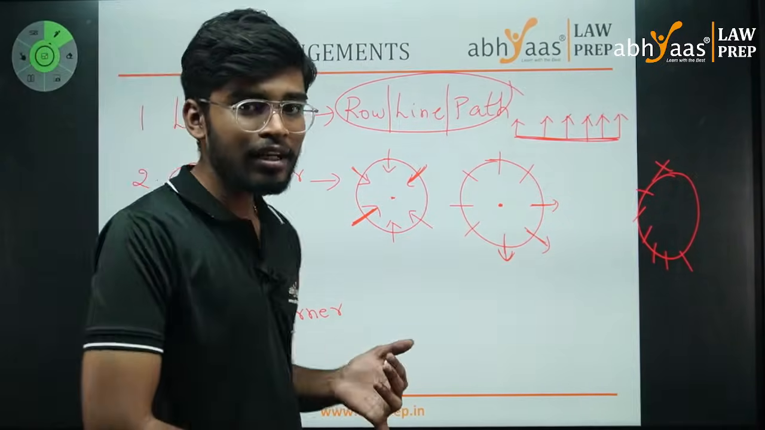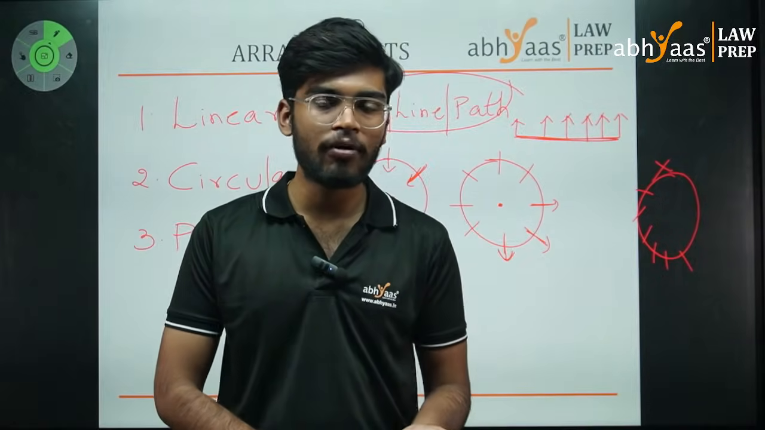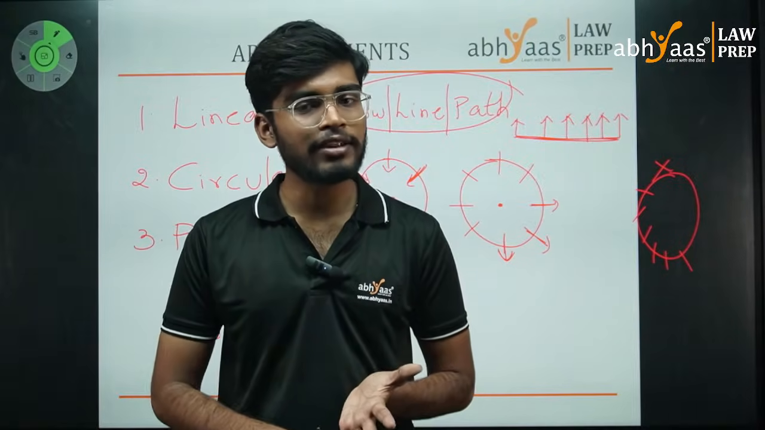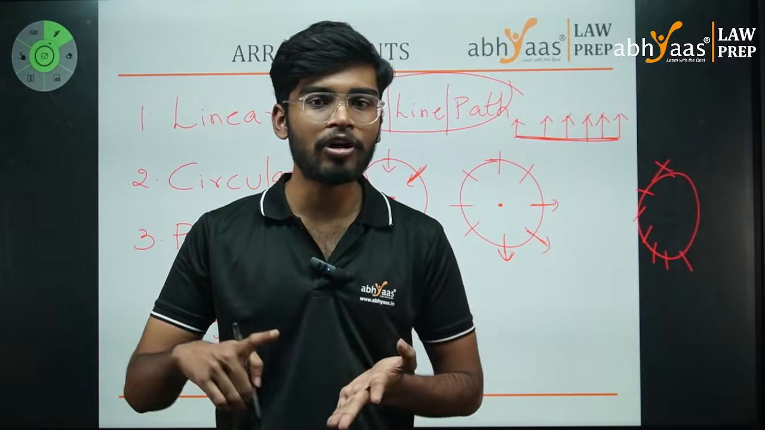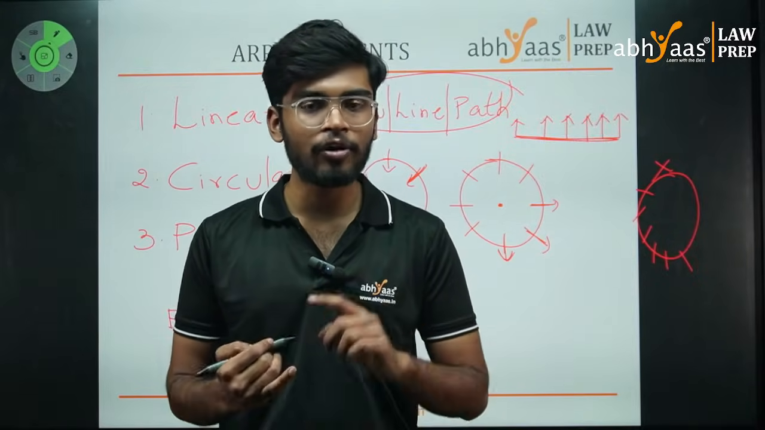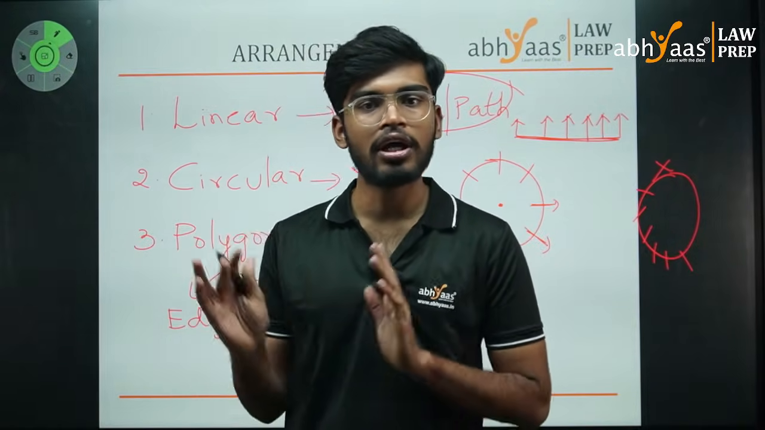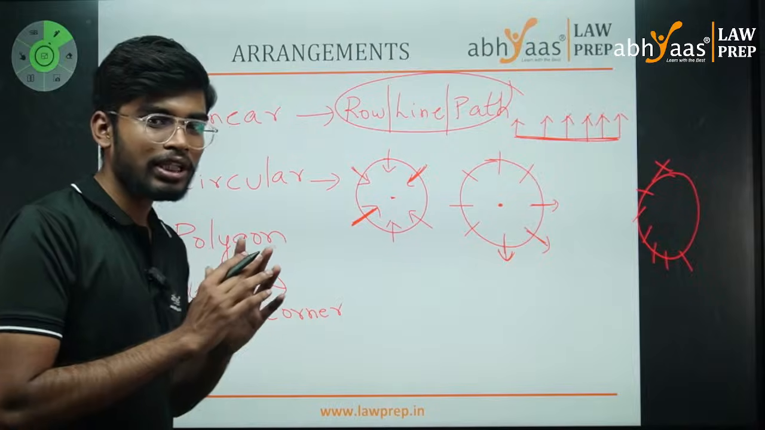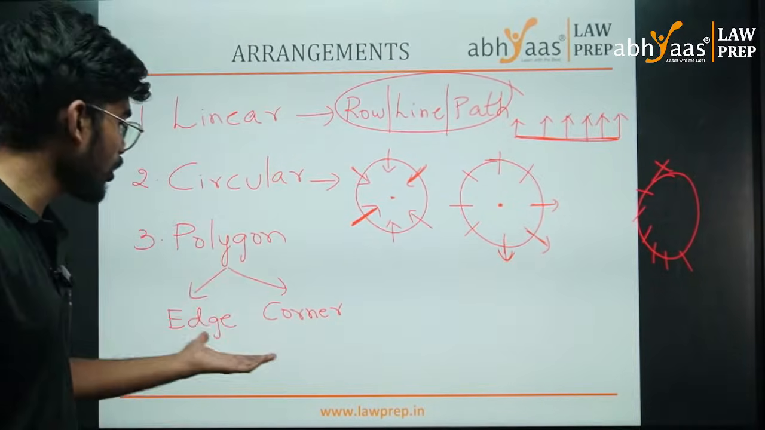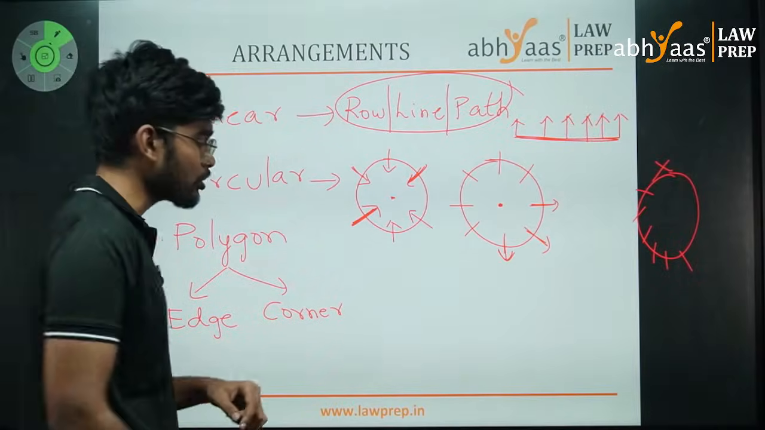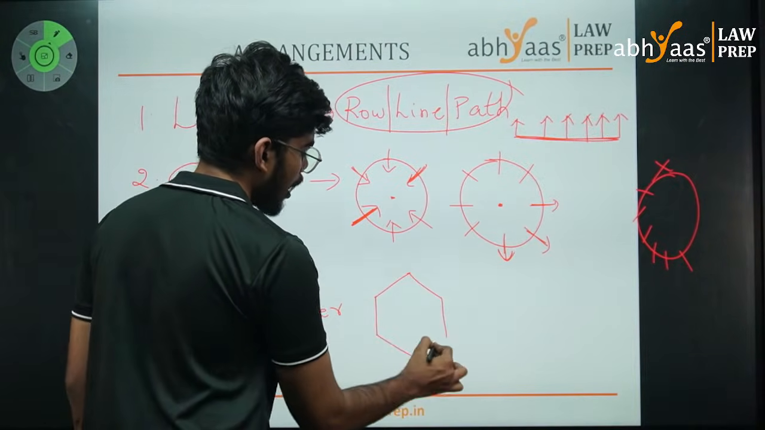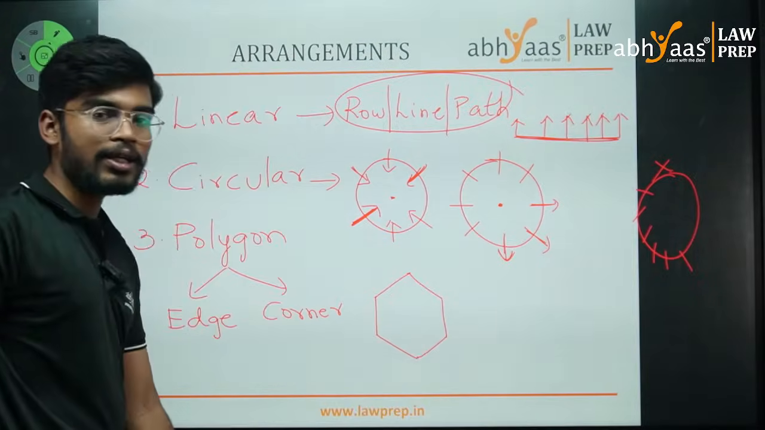A quadrilateral is a polygon having 4 sides. Pentagon means polygon having 5 sides. Hexagon means polygon having 6 sides, septagon means 7 sides, octagon means 8 sides, nonagon means 9, decagon means 10. Of course, 9 and 10 won't be included in most cases. It can be included in circular arrangements in a rare case, but in polygon arrangements, most probably you will come across hexagonal arrangements. See, I have drawn a hexagon, and what is meant by side and what is meant by corner?